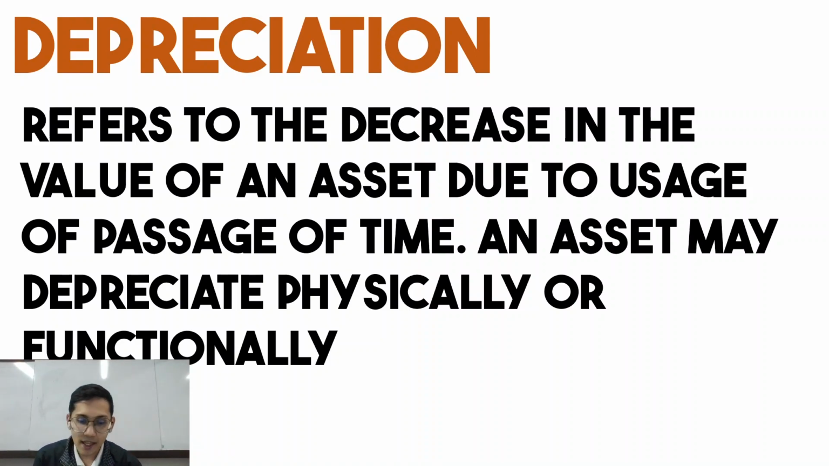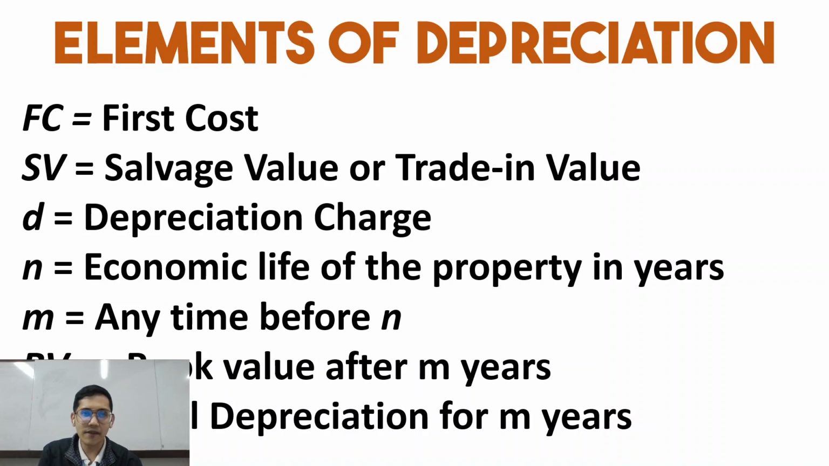So, we tend to solve on how the product or machine or company depreciates. Okay? Yun lang naman yung kailangan natin i-solve dito. Okay. So, we have elements of depreciation. We have these symbols. FC, first cost. SV. Yung first cost, ito yung pinakaunang price niya. Then, we have SV, or what we call the salvage value.